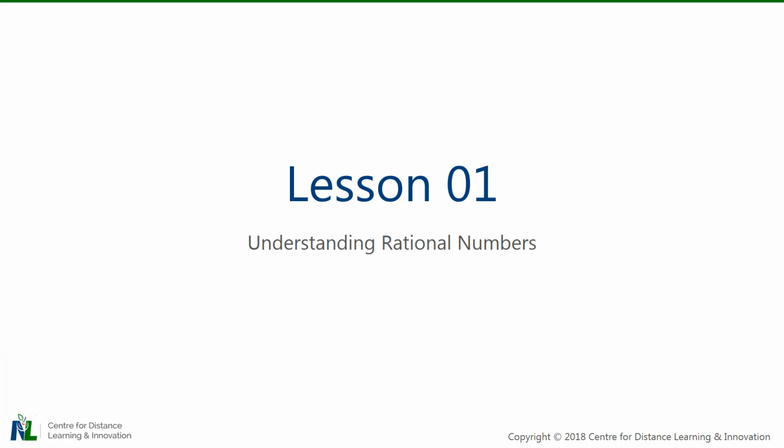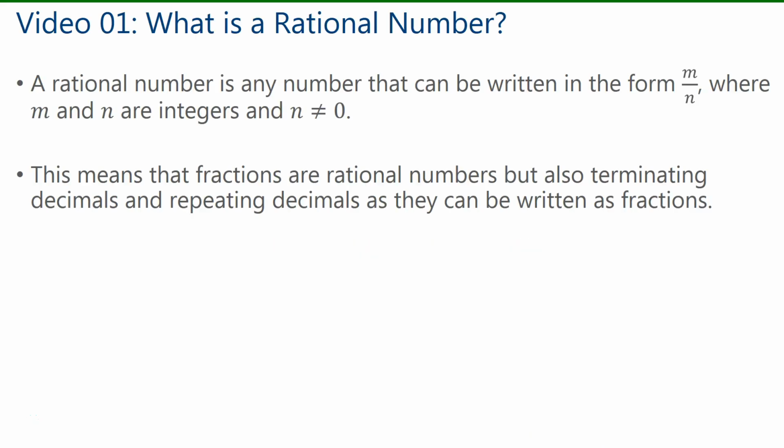Welcome to Lesson 1, Understanding Rational Numbers. So what is a rational number? It's a number that can be written in the form of a fraction, m over n, where both m and n are integers, and we have the stipulation that n can't be 0 since we can't divide by 0 in a fraction.